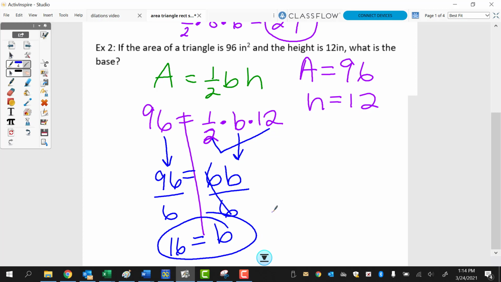Final answer. Okay? So anytime we're talking about area of a triangle, this is the formula we're using. Make sure you put the numbers in for the correct letter.